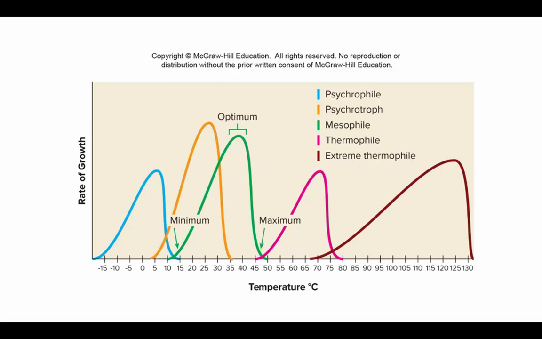The mesophile, which is most of our pathogens, in the green, is found here. Optimum temperature around 40 degrees Celsius. The thermophiles grow at better than 45 degrees all the way up to 80 degrees Celsius. And an extreme thermophile grows between 80 up to around 120 as its optimum. So they have adaptations that allow them to survive at different temperature ranges.